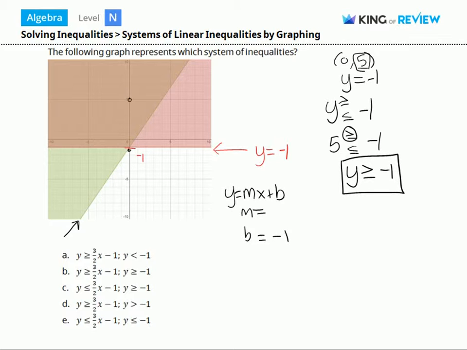Now let's determine the slope of this line. So we need to find one other point that's on the line. Let's use this point right here. So this is at (2, 2). So to determine the slope, we go rise over run. So we're going up 3 and over 2. So our slope is 3 over 2.